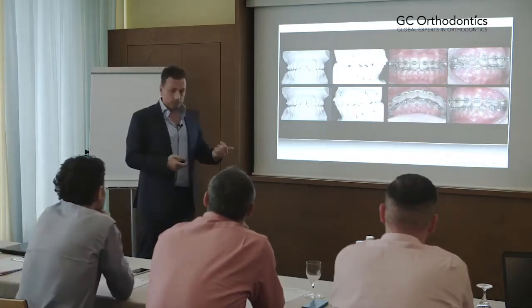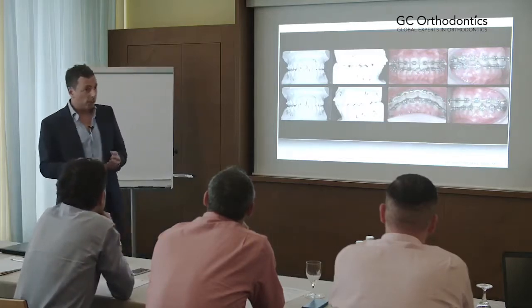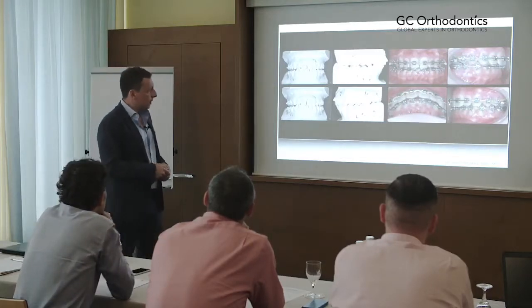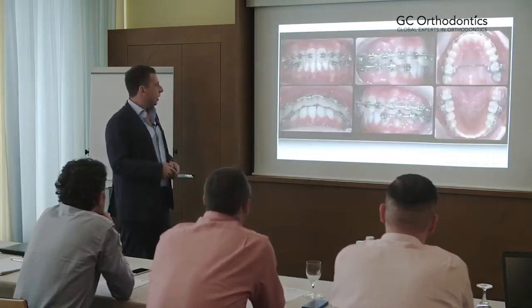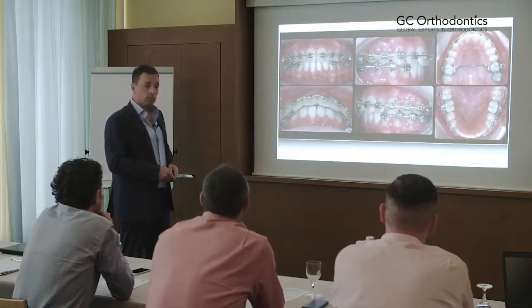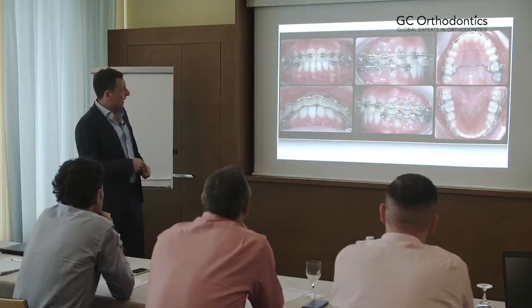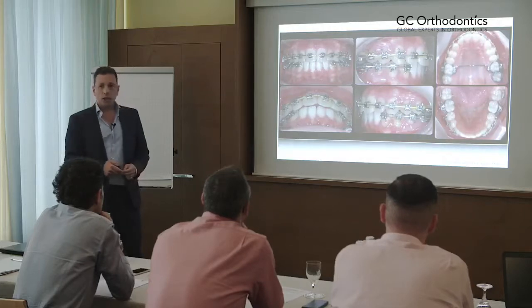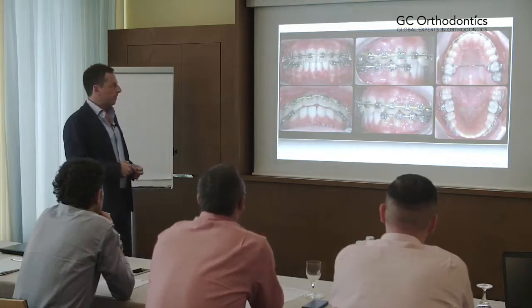But this case is, of course, a bit old, and we still used the normal brackets, and so we had the problem. How to solve this? The easiest way is to place a retainer from 3 to 3 in the lower arch, remove the brackets on the incisors, and make the last phases of finishing without the brackets on the front in the lower.